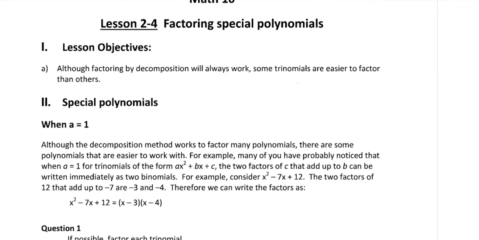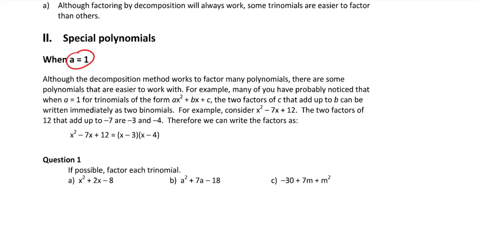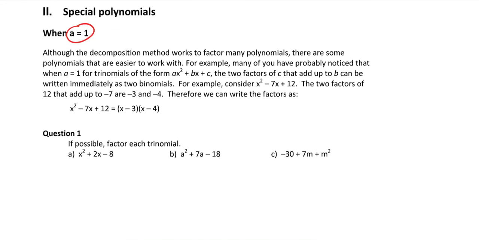The first one I've already broken to you, because last time we were decomposing it, factoring by grouping, and then pulling it out. But I was telling you that when the value up front is equal to 1, it's a lot easier. We can do it quite a bit quicker. So when a is 1, it just means the number out front is 1.